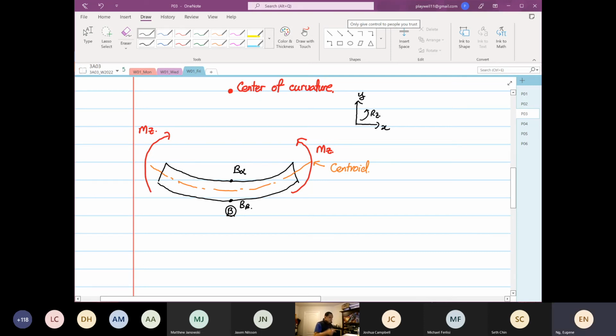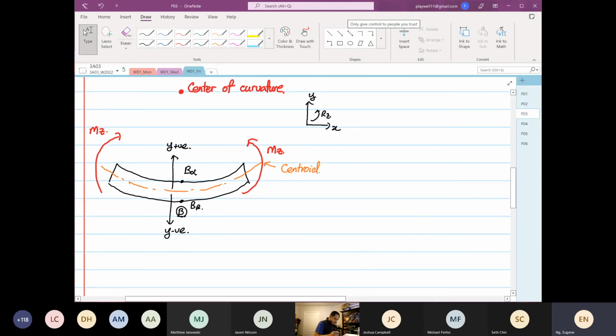Okay. So from the centroid, anything pointing towards the what? Towards the center of curvature, y is what? Positive. Okay. Any point away from the centroid, y is what? Negative. Okay. So based on this notation, right?